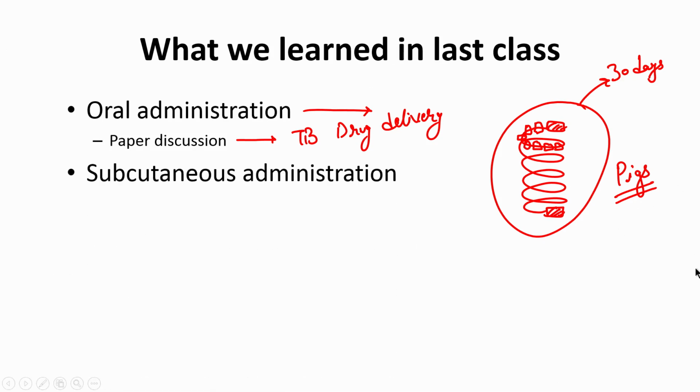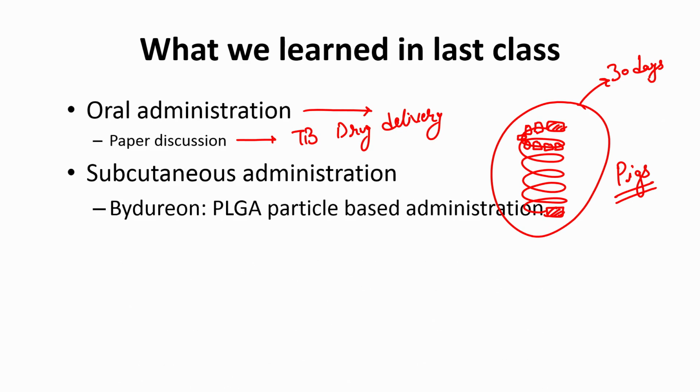Then we talked about subcutaneous administration. Subcutaneous is nothing but administration under the skin. We have a large volume and large surface area of our skin, so that acts as a very large reservoir. You can do that at any part of the body, and we discussed some of the advantages and disadvantages of the system, and we then looked at an example which is actually already being used in humans.